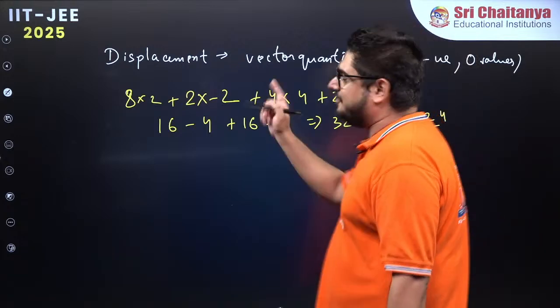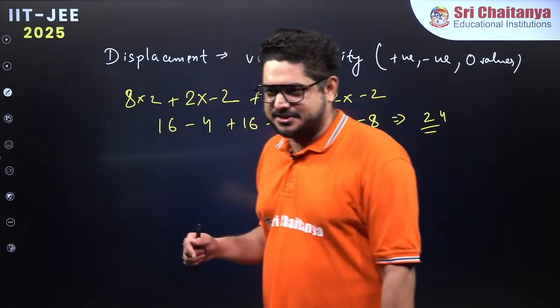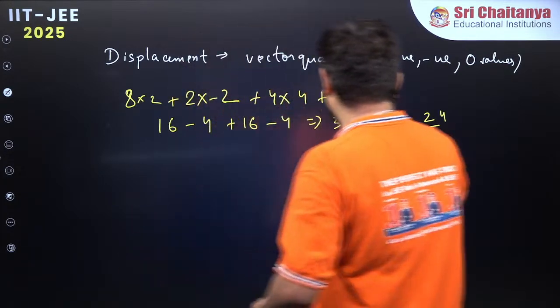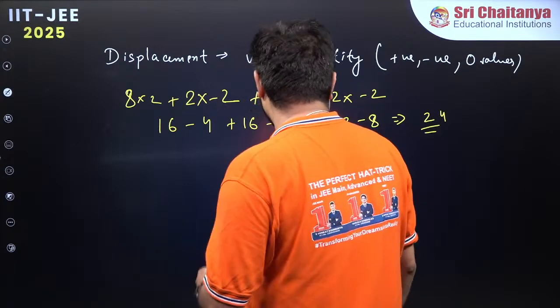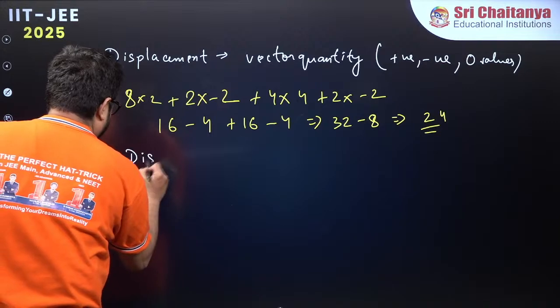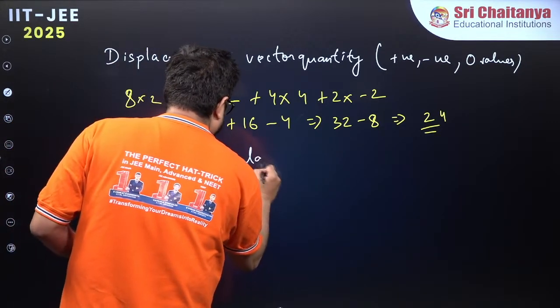So I am getting the value of displacement. Now we need to calculate the value of distance. For that, what needs to be done? For distance, check the calculation properly. So it is going to be 24 itself. Now for distance, it's a scalar quantity.